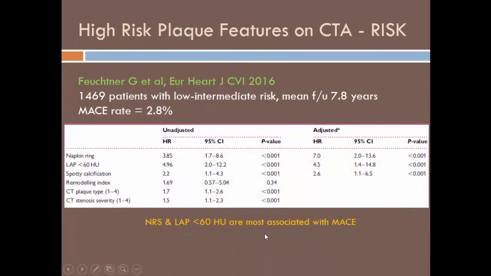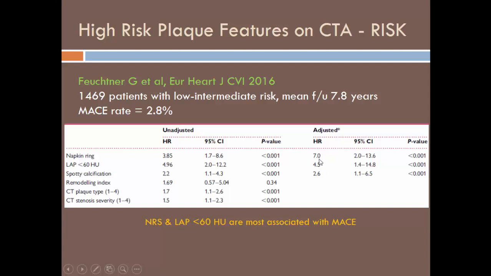So there have been some studies now which are showing the prognostic value of these high-risk features on coronary CT angiography. And in this latest study, published just, I think, last month, 1,500 patients with low to intermediate risk undergoing coronary CT angiography were followed for almost 8 years. And you can see some of the signs. The best sign in terms of prognosis was the napkin ring sign.